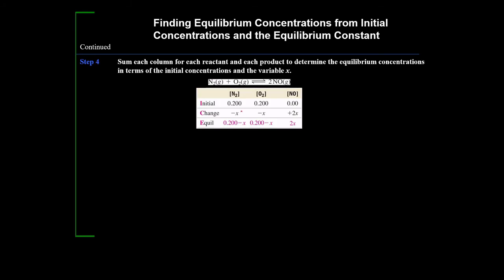So if we take the change and we apply it to the initial state, which is what we're going to do every single time, no matter what kind of equilibrium problem we're doing, we're just going to apply the change to the initial state. At equilibrium, we will have 0.2 minus x of the N2, 0.2 minus x of the O2, and 2x NO. We still have no idea what x is, but this is 100% true. Those are the equilibrium concentrations. We just don't know what the numerical value is yet.